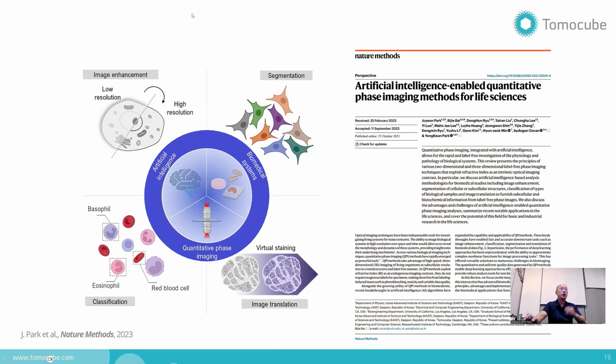For example, we can increase the imaging capability and imaging quality. We can do segmentations of cell membrane and subcellular organelles. And we can do classifications of cell type based on the morphological shape observed by HET. And I'll talk about the virtual staining in the following slides.